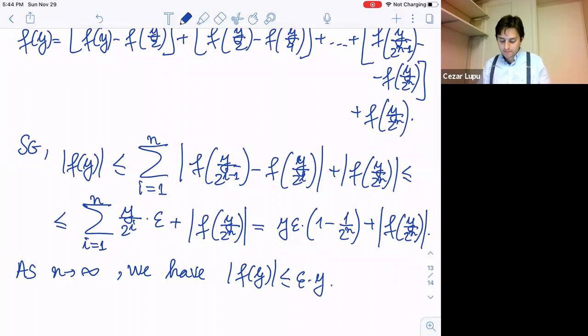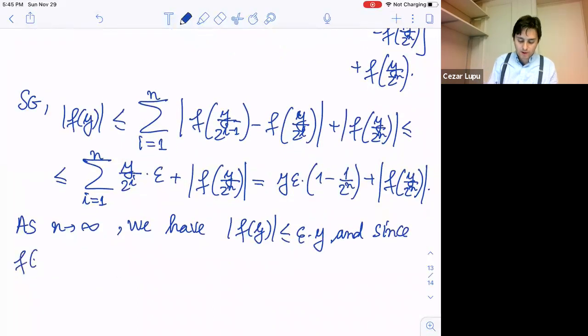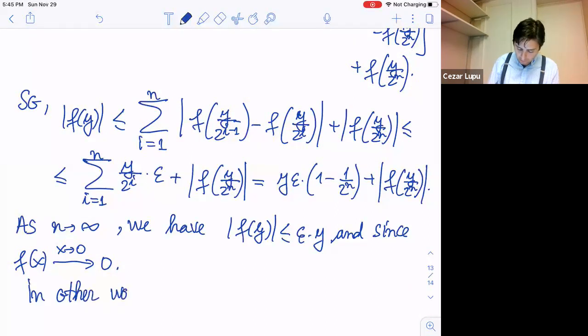And since f of x converges to 0 as x approaches 0, well, we have this. And basically that's the conclusion of the problem. So we're done, right? So basically, in other words, we have proved that.